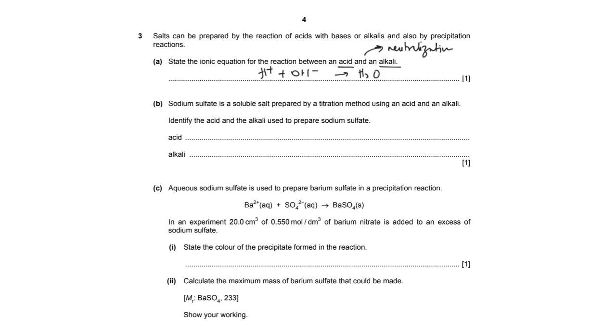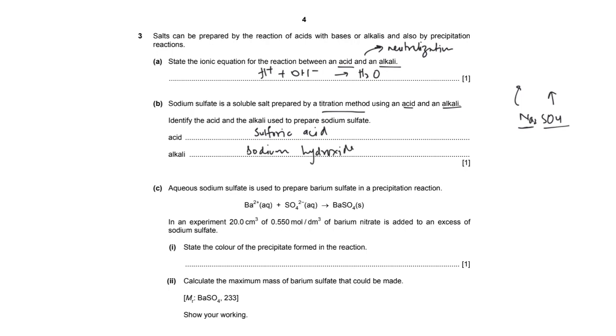Now, sodium sulfate is a soluble salt prepared by titration using an acid and an alkali. So you are supposed to prepare sodium sulfate. Identify the acid and the alkali used. So sulfate will come from sulfuric acid. So we'll write the name, not the formula, because only if they ask you to write the formula should you write the formula. And sodium will come from its alkali, which is sodium hydroxide. And when they say alkali, it means that you have to take a metal hydroxide.